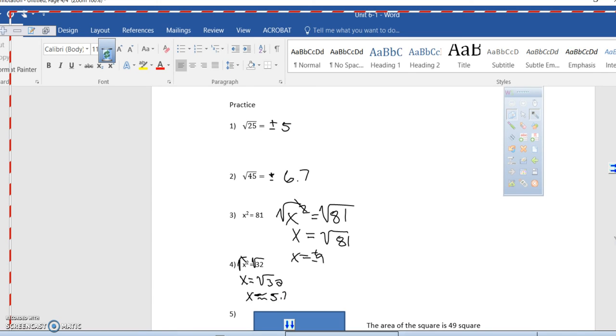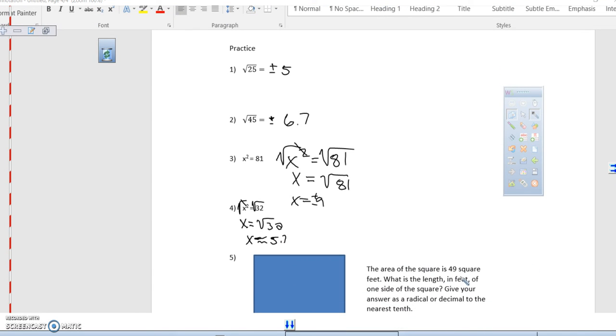How about this one? It says this square is 49 square feet. Area is 49 feet squared. Well, how do we find area? Area equals side squared, so side times side is 49. So we would do the square root to find that one side is 7 feet. So each side is 7 feet of that square.